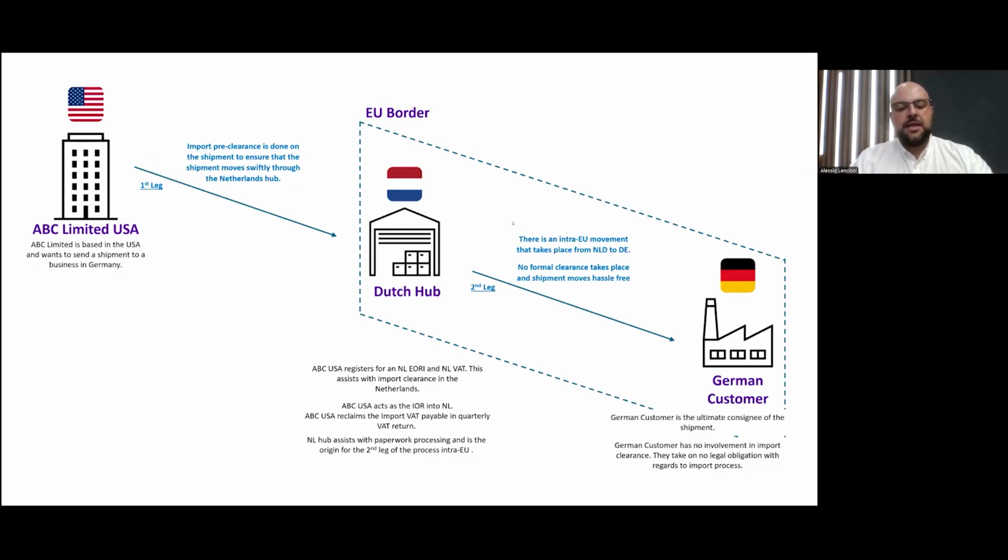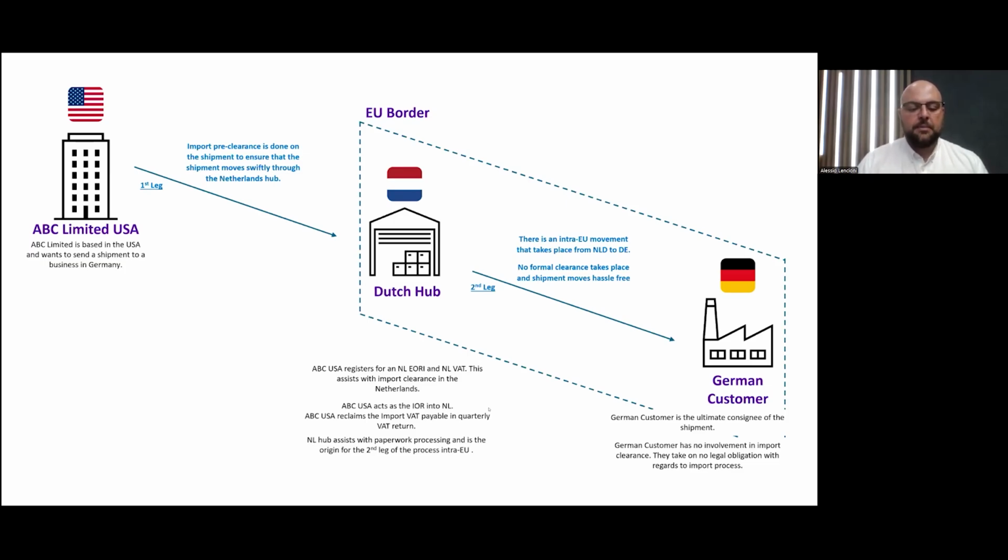we were able to get ABC USA set up in the Netherlands with their own Dutch importers code registration, as well as their own Dutch VAT registration. They ship their goods from the US to a Dutch hub. This is something that we've already got set up and negotiated with trusted partners. So it's not a requirement for you to now go source a foreign hub.